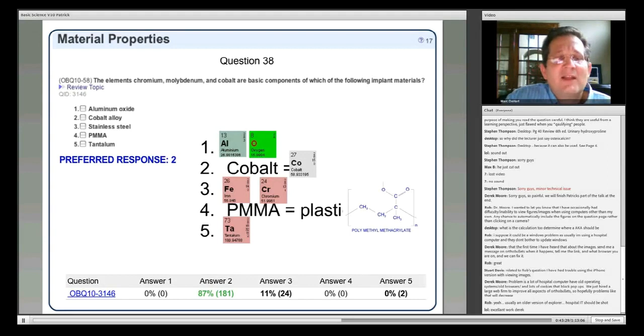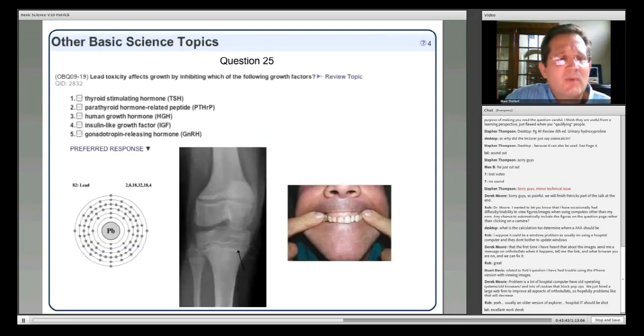The cobalt alloy, which is the most common one we hear about, or the most famous one, was Vitalium, that was made by the Stryker company. And then PMMA is plastic, so it's not an answer. And then tantalum is its own element. And so they gave you the answer in the question, cobalt.